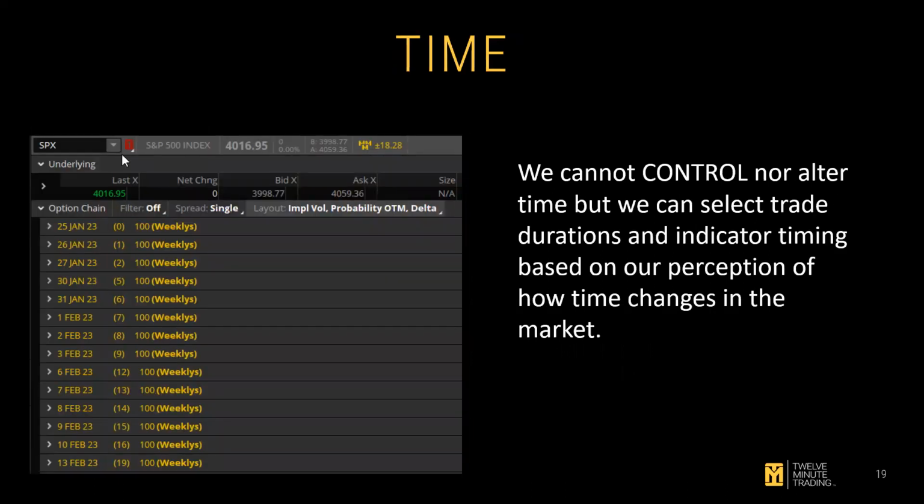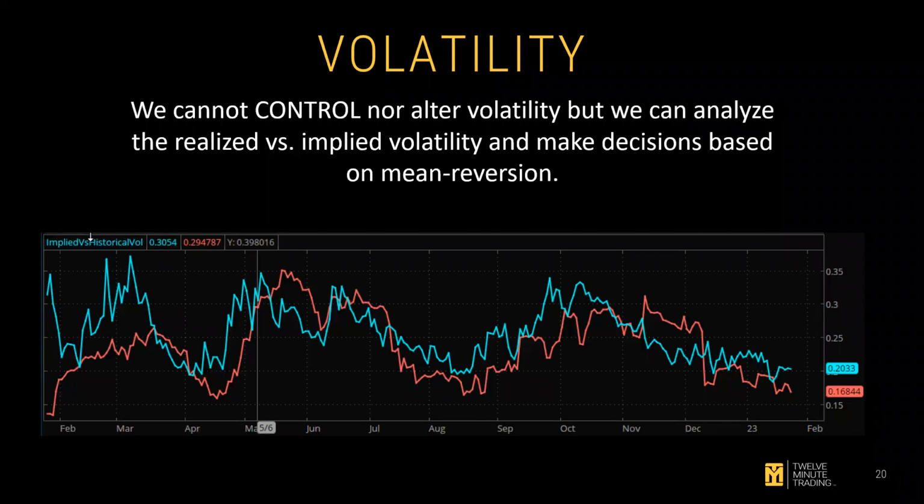We can't control time either, but we can select trade durations and indicator timing based on our perception of how time changes in the market. And we can't control volatility either, nor can we alter it, but we can analyze the realized. So realized is historical, what actually happens to the price volatility, versus implied, which is a forward look on volatility based on the option market, and make decisions based on mean reversion.